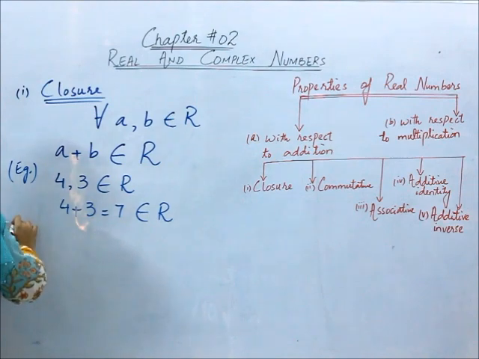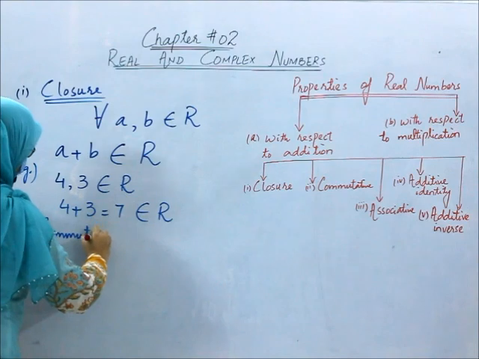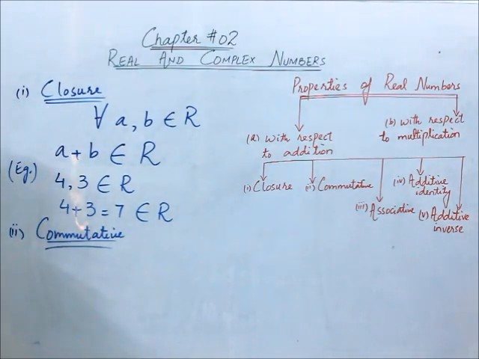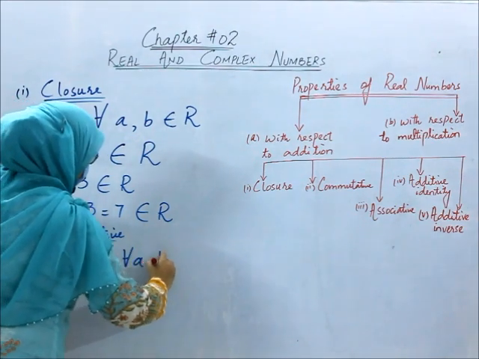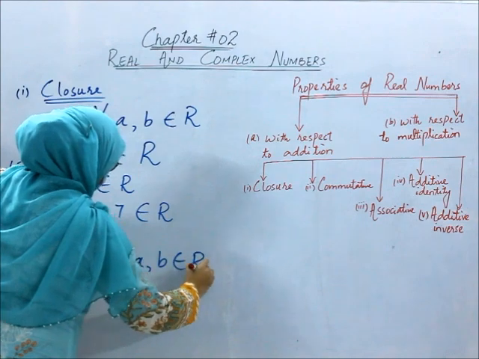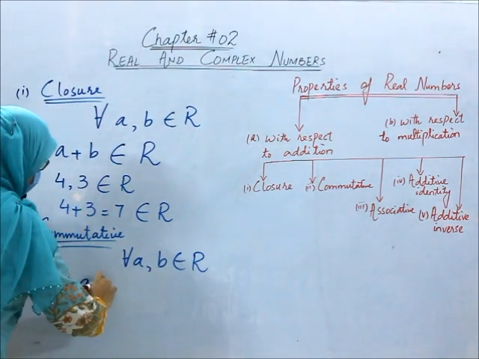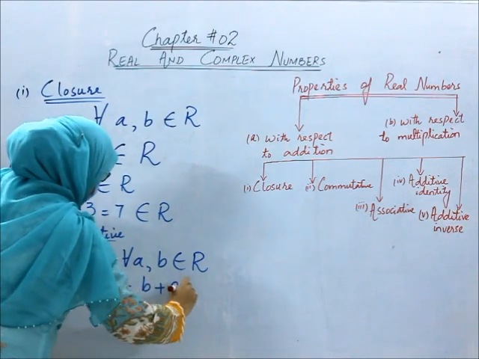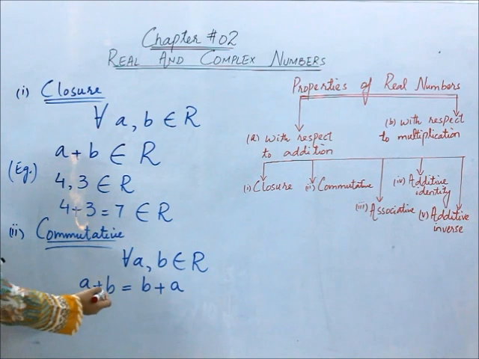Now the second property is the commutative property. Commutative property says that in addition, order does not matter. That is, for all real numbers a, b, what do we have? For all real numbers a, b, if we add a plus b, the answer would be the same if we add b plus a. That is, order does not matter in addition. Fine. So this is a very simple property.